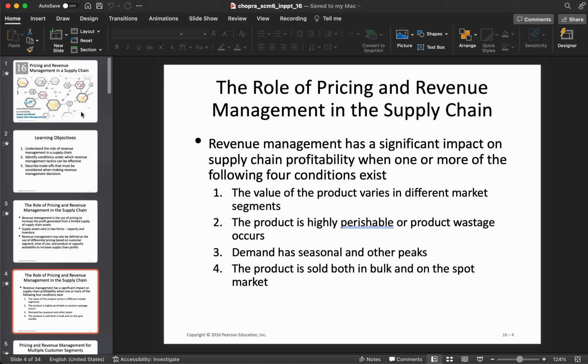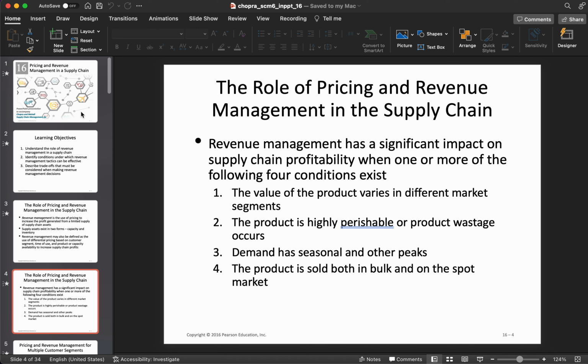So if the product is perishable, it might make sense for you to have revenue management. A very good example of this is airplanes, seats on an airplane. Seats on an airplane are perishable resources. Why? Because once the airplane takes off, you cannot sell any more inventory. So let's say you have 100 seats, you've sold 90 seats, and your airplane is going to take off. The 10 seats are wasted. You cannot make any revenue off of those 10 seats. But if you're able to offer those 10 seats at deeper discounts, maybe there are people who were not willing to buy seats before who are willing to buy seats now. So when products are highly perishable and product wastage occurs, revenue management is useful.